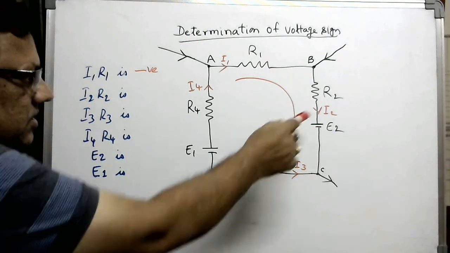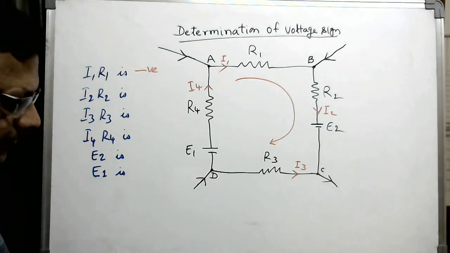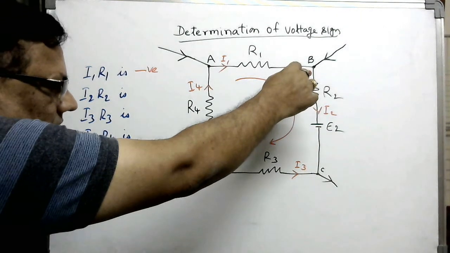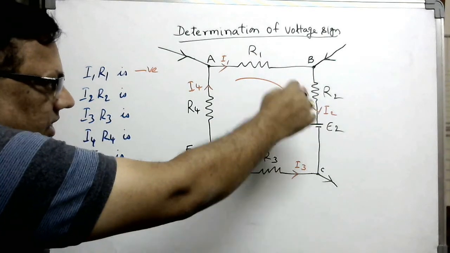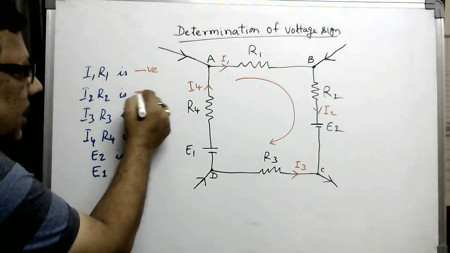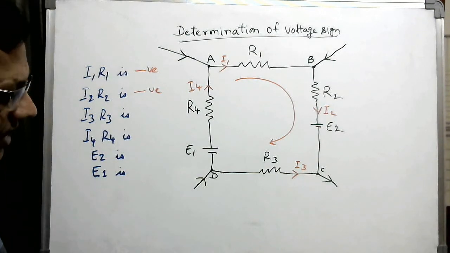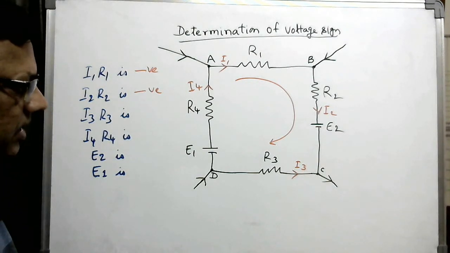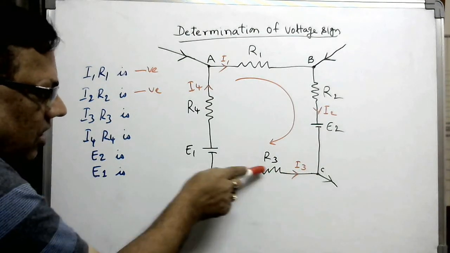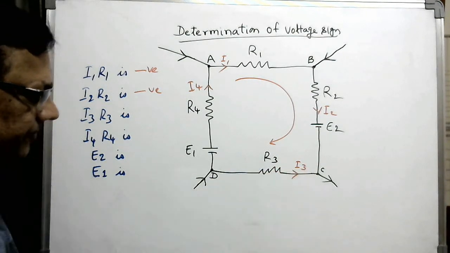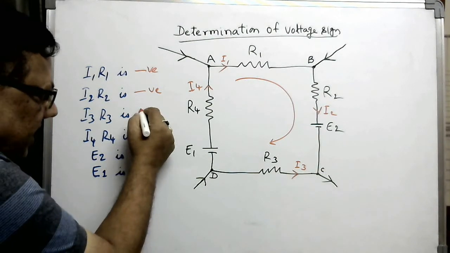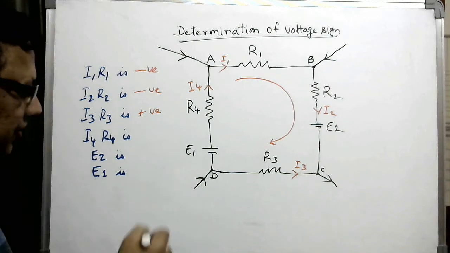Now next comes I2 R2. I2 R2 is also in the same direction as that of the current we are moving, hence there is a fall in potential and the sign has to be taken as negative. I3 R3, we are moving opposite to that of the current I3, hence there is a rise in potential and the sign has to be taken as positive.